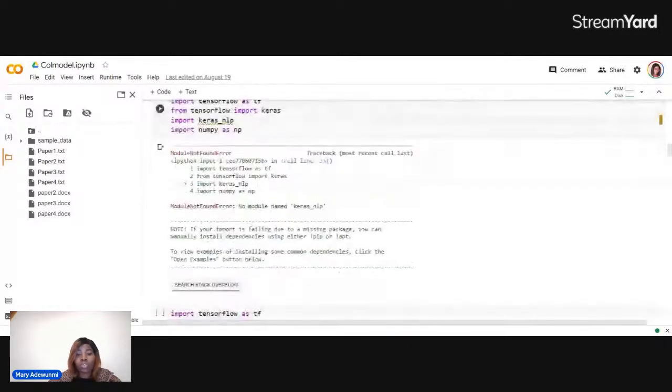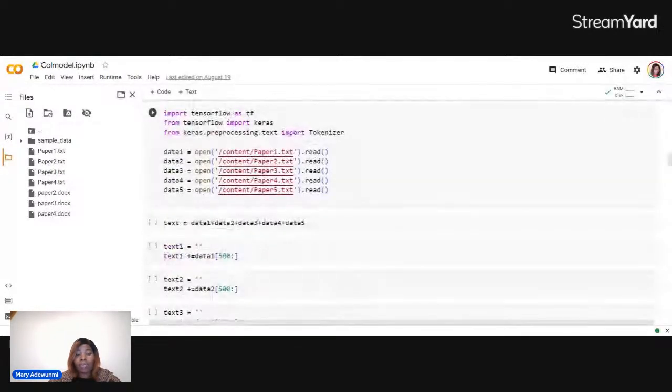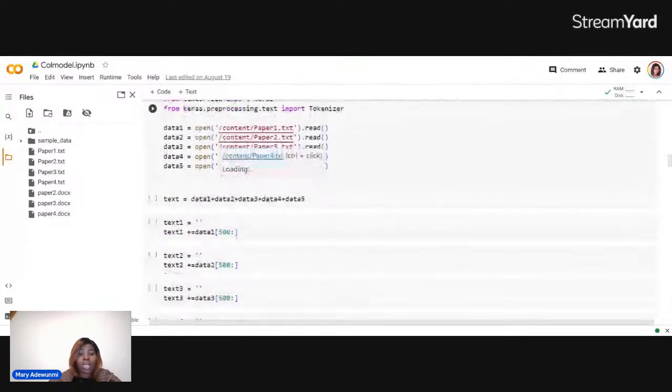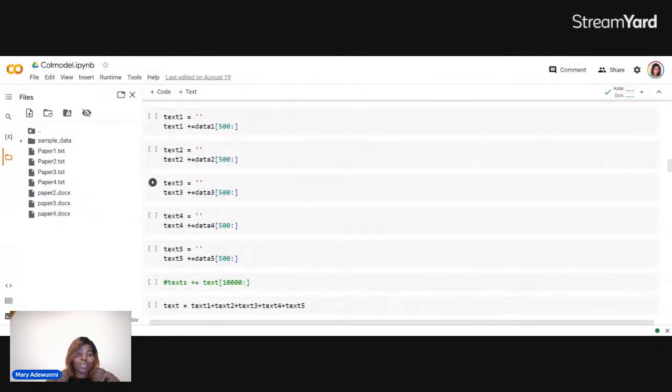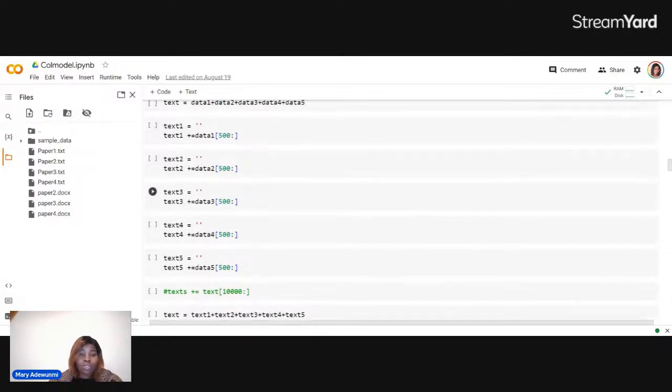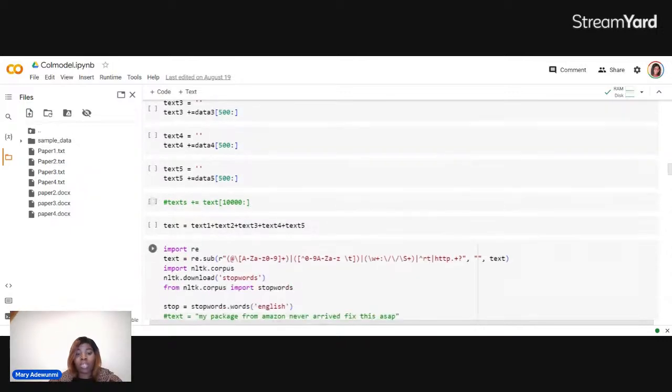Then it's talking about Keras NLP, so I installed Keras NLP. Then the papers, these are the content of the papers. It's supposed to be 10, but this shows 5, so I'm sure this one is not complete. I got 10 papers actually and combined them together.